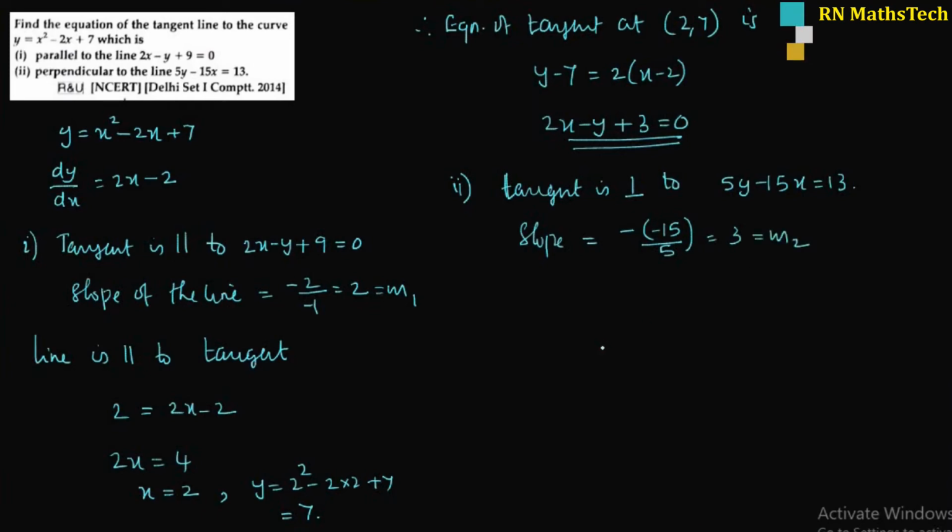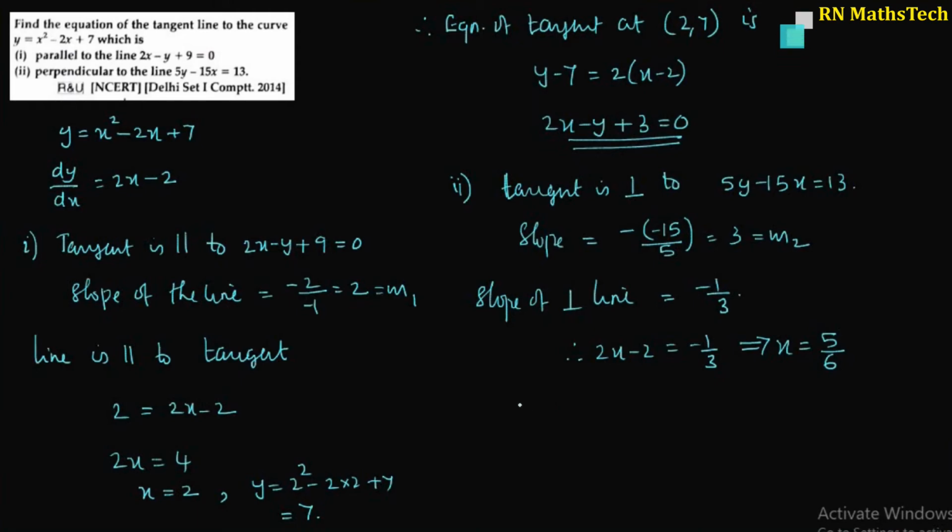Okay, now slope of this tangent is perpendicular to the line. Okay, so slope of tangent 2x minus 2, slope of perpendicular line is equal to minus 1 by 3. Okay, therefore 2x minus 2 is equal to minus 1 by 3. Okay, which implies x is equal to 5 by 6.